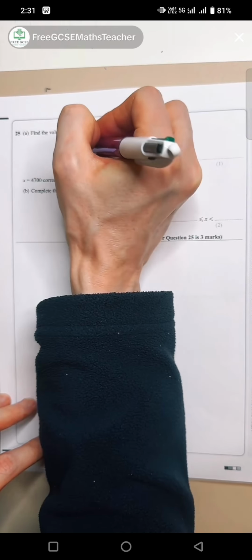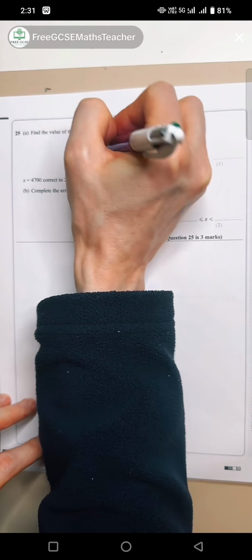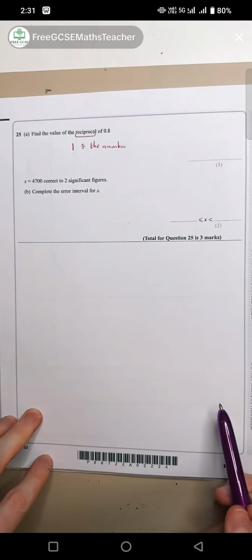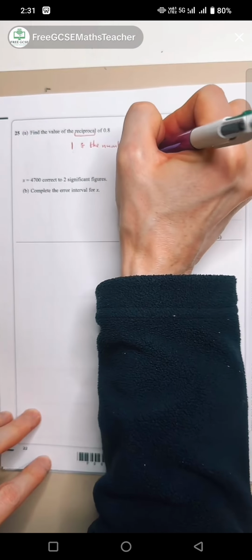It says find the value of the reciprocal of 0.8. So the word reciprocal means 1 divided by the number. That's what reciprocal means. You'll also hear teachers say reciprocal means to turn it upside down. I'll explain what that means in a second. But reciprocal means 1 divided by the number. So the reciprocal of 0.8 is just 1 divided by 0.8.